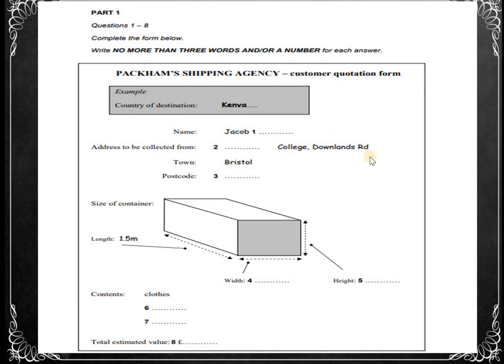It's Downlands Road in Bristol. Oh, yes, I know it. At this point, you need to be ready to hear the postcode. And the postcode? It's BS8 9PU.